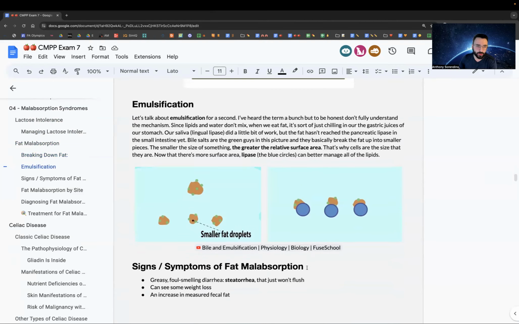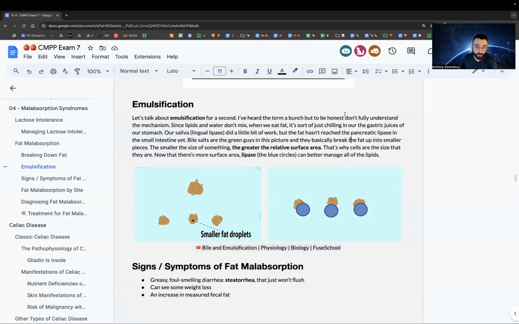I did do a little thing here on emulsification. I didn't fully understand what emulsification was, so I'll just read this. Since lipids and water don't mix, when we eat fat, it's sort of just chilling in the gastric juices of our stomach. Our saliva, the lingual lipase, did a little bit of work, but the fat hasn't reached the pancreatic lipase in the small intestine yet.